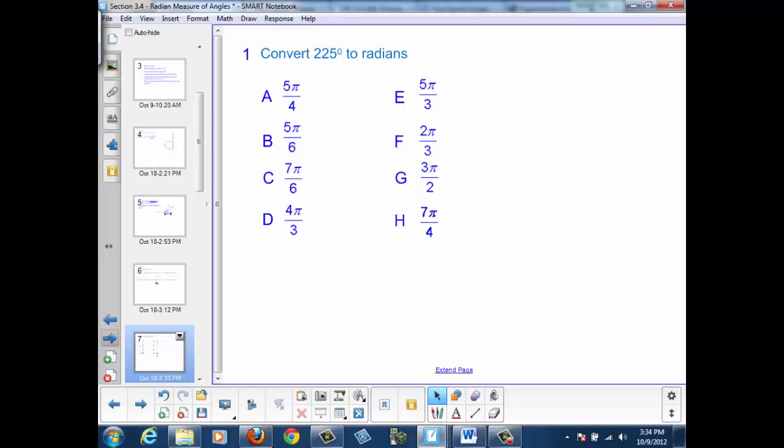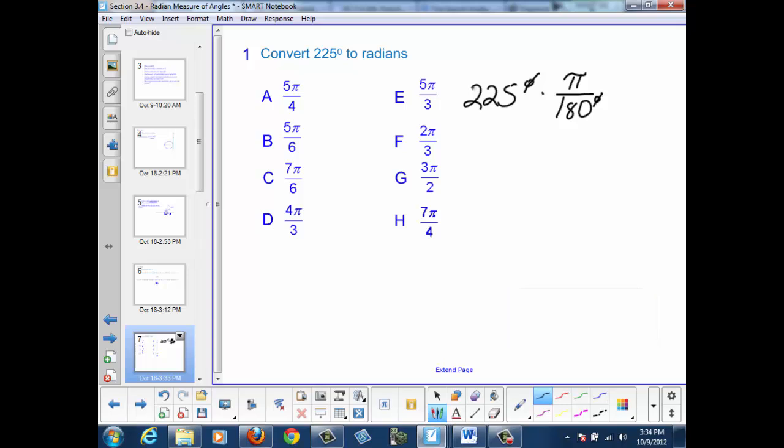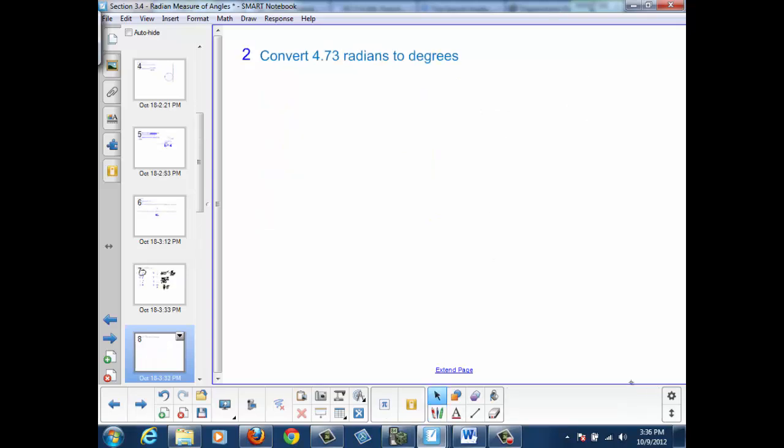Let's look at some examples now. Here I want to convert 225 degrees to radians. So I take my conversion factor and I take 225 and I multiply by pi over 180 degrees. We can see that the units will cancel out and I'm left with radians. So I have 225 pi over 180. If I simplify 225 over 180, I end up with 5/4 pi.